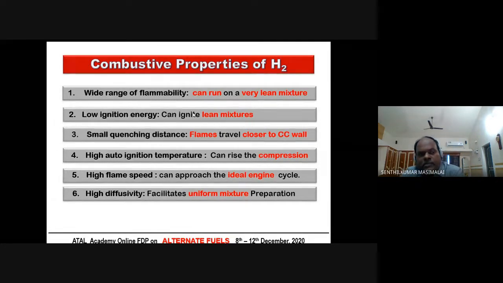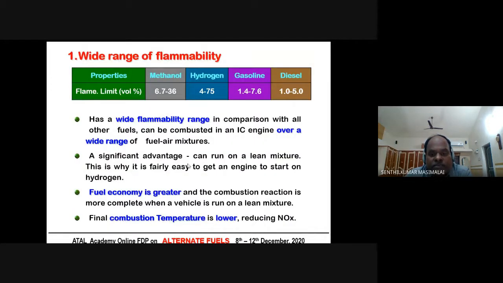I told you the flammability limit means the range of air fuel mixtures within which combustion is achieved. So with hydrogen, even with a very lean mixture we can achieve combustion. The main advantage of this widest flammability limit of hydrogen is that we can have fuel economy. We can save fuel. So the significant advantage of hydrogen's wide flammability limit is we can operate the engine on the lean side, and fuel economy can be greater with hydrogen. This is one important advantage of hydrogen.